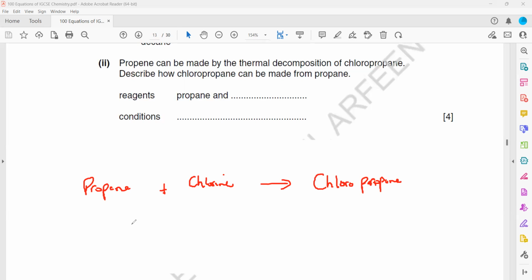So we need chlorine gas, not hydrogen chloride. If it was an alkene, if the question was propene instead of propane, and they asked how to produce a chloropropane from propene, we would need hydrogen chloride. So in that case, we need hydrogen chloride.